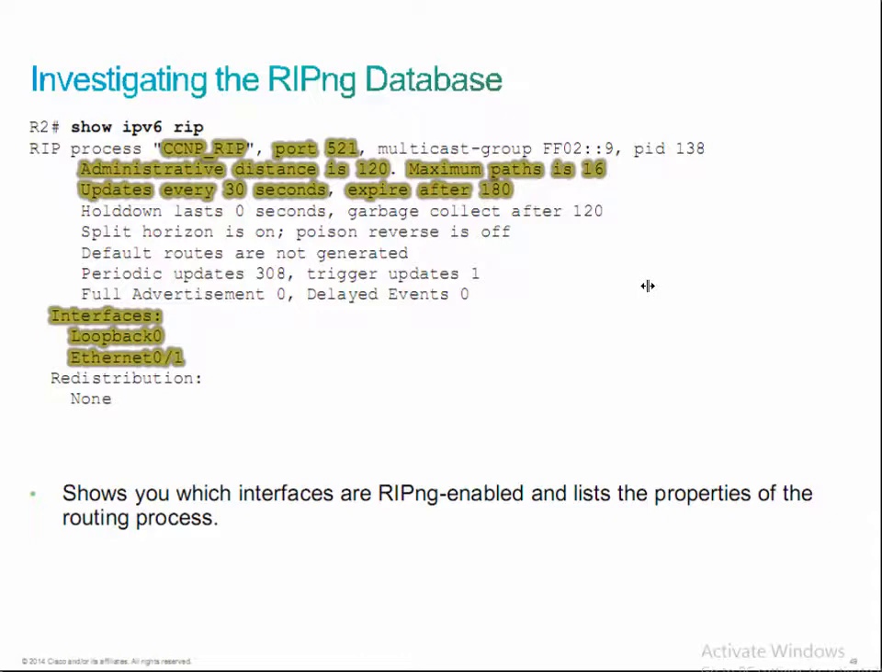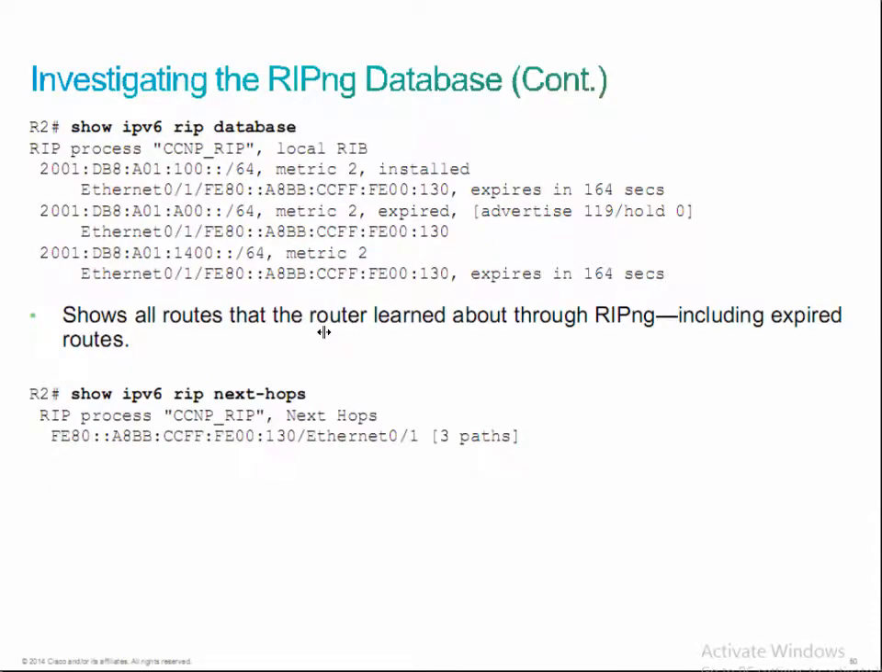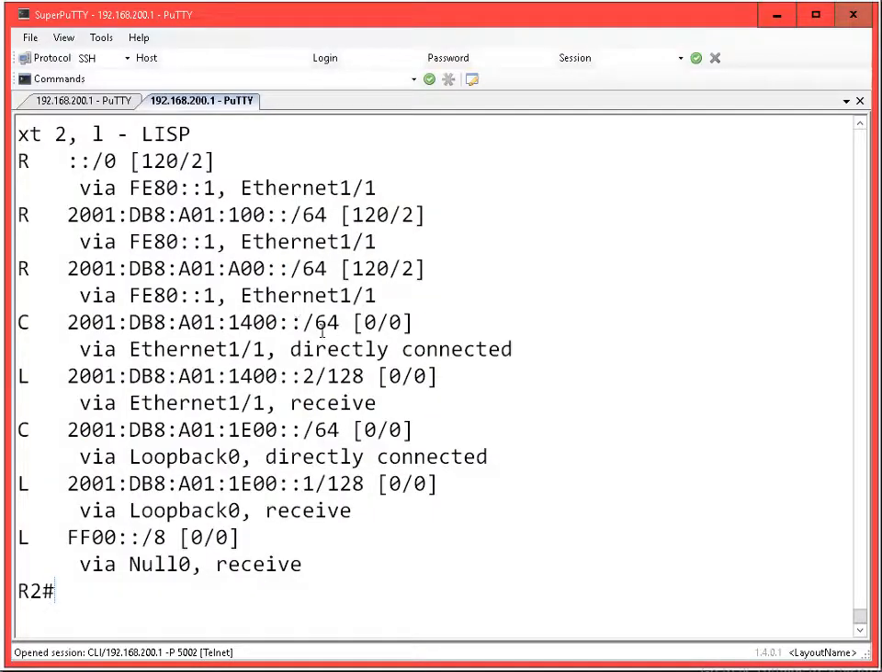And then the last thing we'll look at, which is the last slide of today, is the RIP database itself. Now in EIGRP, we're going to call this a topology table. In OSPF, we call it a link state database. In RIP, it's just simply called the database. So let's go into router 2 and do a show IPv6 RIP database.